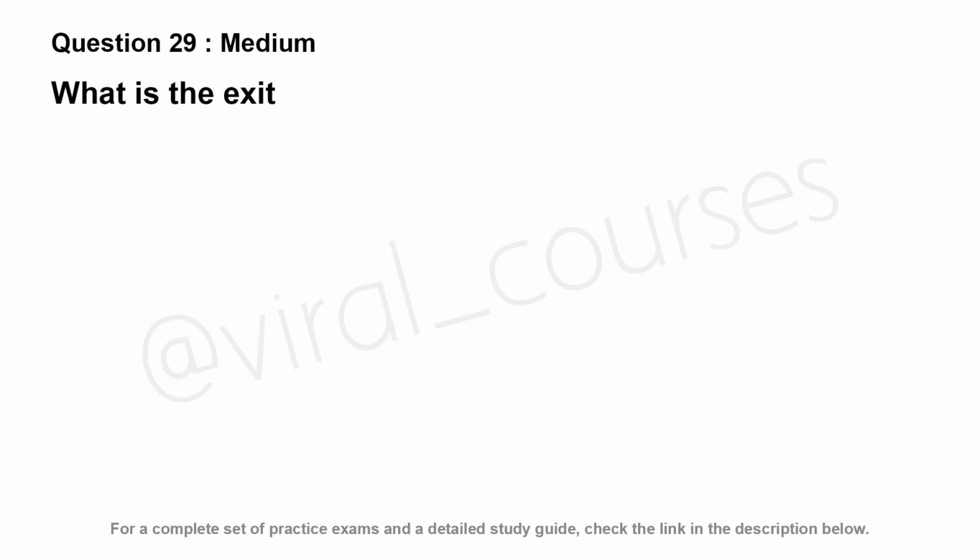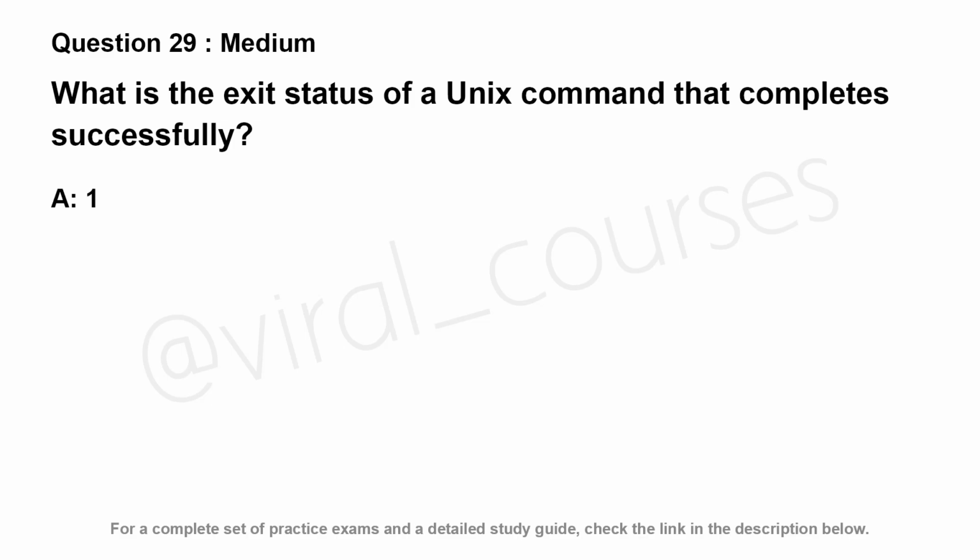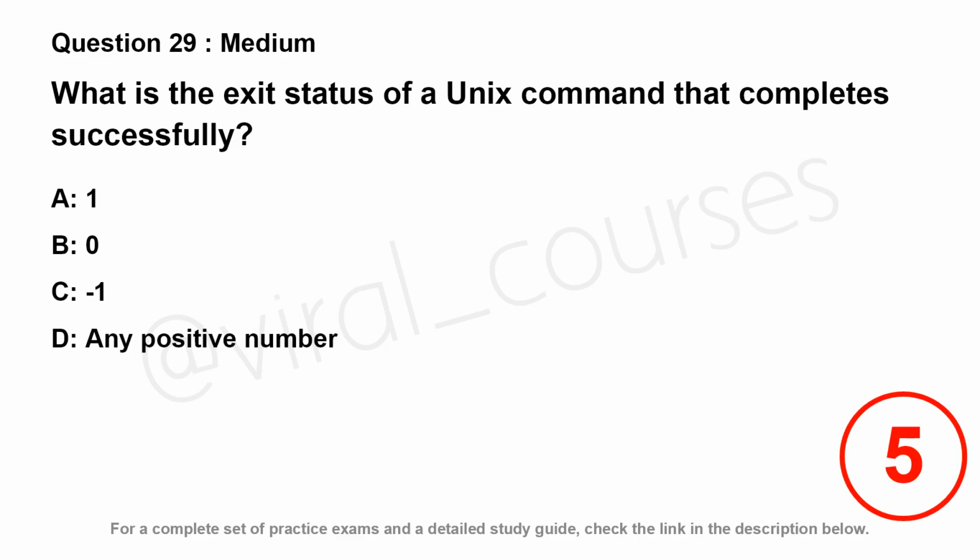What is the exit status of a Unix command that completes successfully? Option A, 1. Option B, 0. Option C, -1. Option D, any positive number.